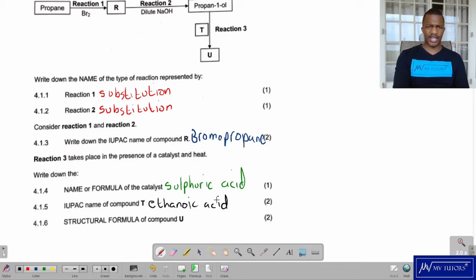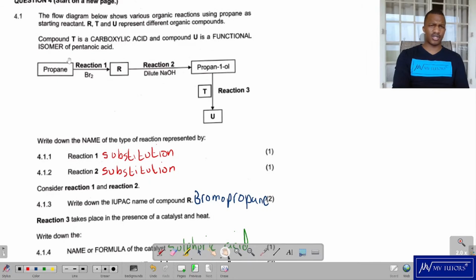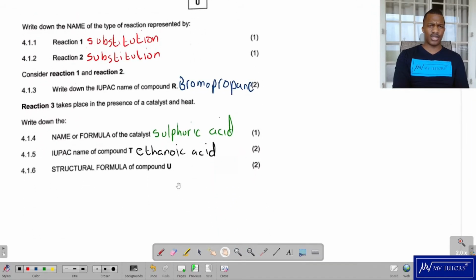That's why it's ethanoic acid. This acid is now involved in the reaction. That's why we call it an ethanoic acid. But now if you look at the next question, it says structural formula of compound U. We already know that compound U is a functional isomer of pentanoic acid. So we need to, it's got 5 C's and a functional group.